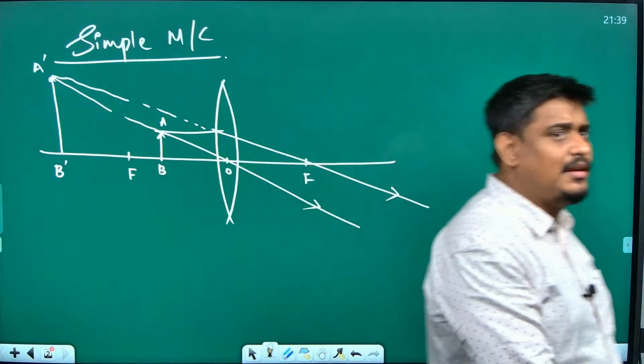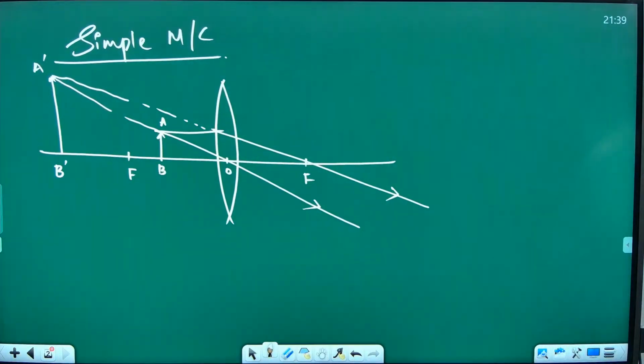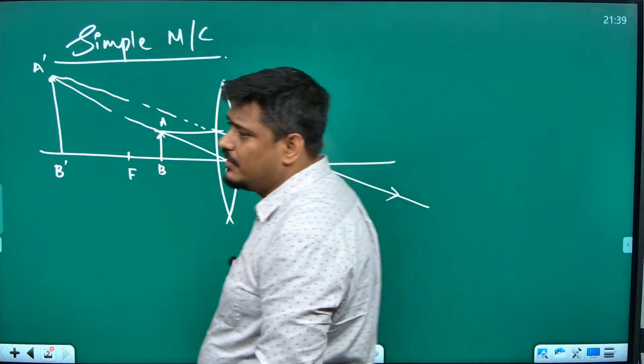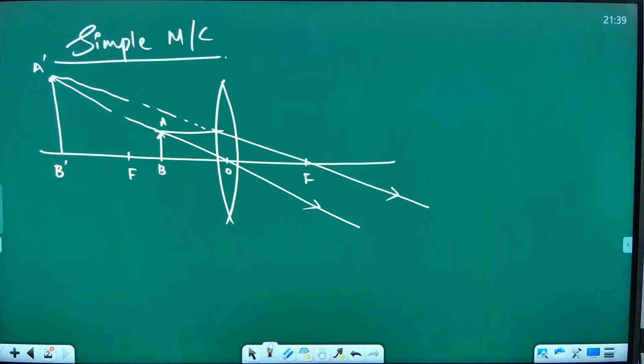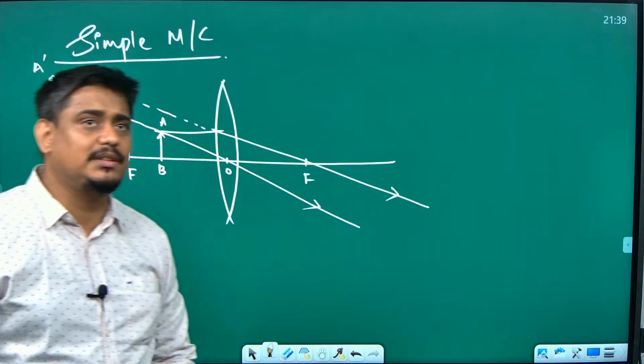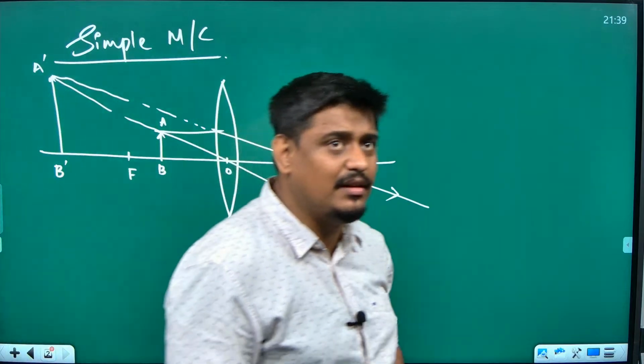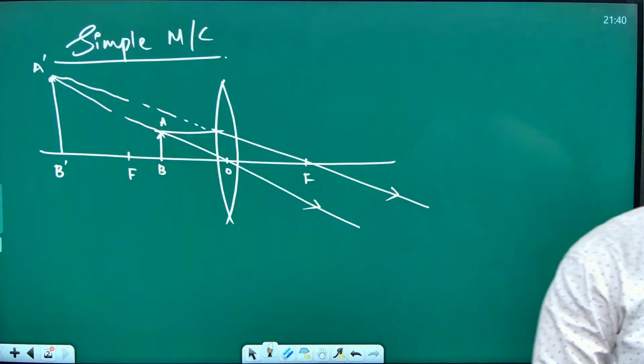Is this ray diagram clear to you? It is a very basic 10th level ray diagram. We kept the object between O and F, it got magnified, and obviously it is virtual and erect, because the rays are not really intersecting. We are making them intersect by extending in the back side. So this is a virtual image, which is enlarged.